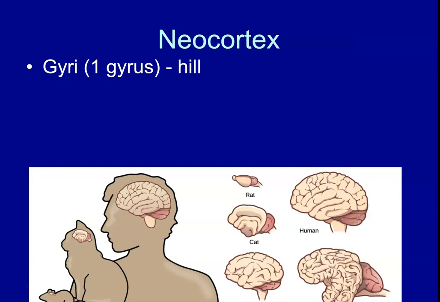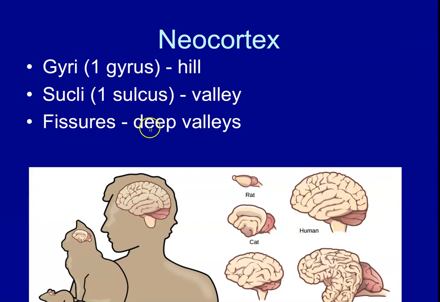The names of these are the gyri, or one gyrus, that's the hill part, the bump part. The second part is the sulci, or the singular sulcus, and those are the little valleys. And when you have very deep valleys, we call those fissures. Sometimes there's some disagreement about which one's a sulcus and which one's a fissure. Some anatomists will call one a sulcus and another will call it a fissure, but the fissures are the deeper grooves.